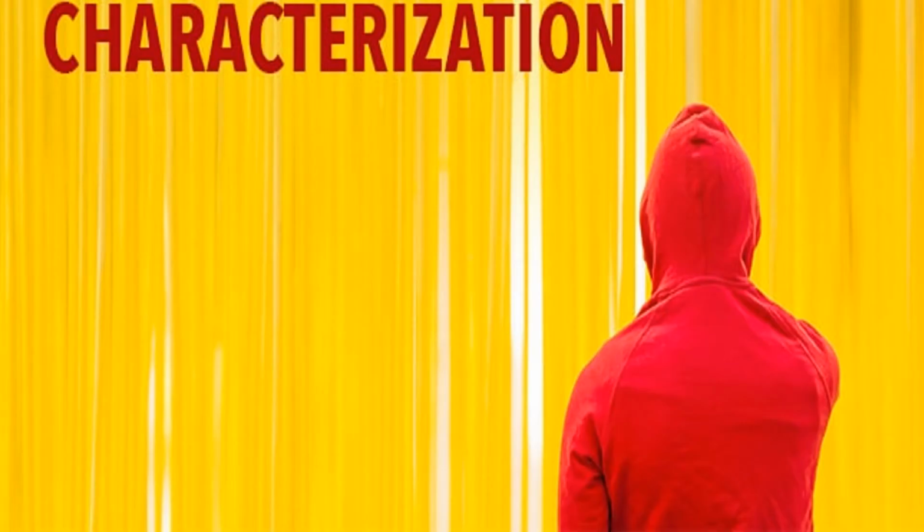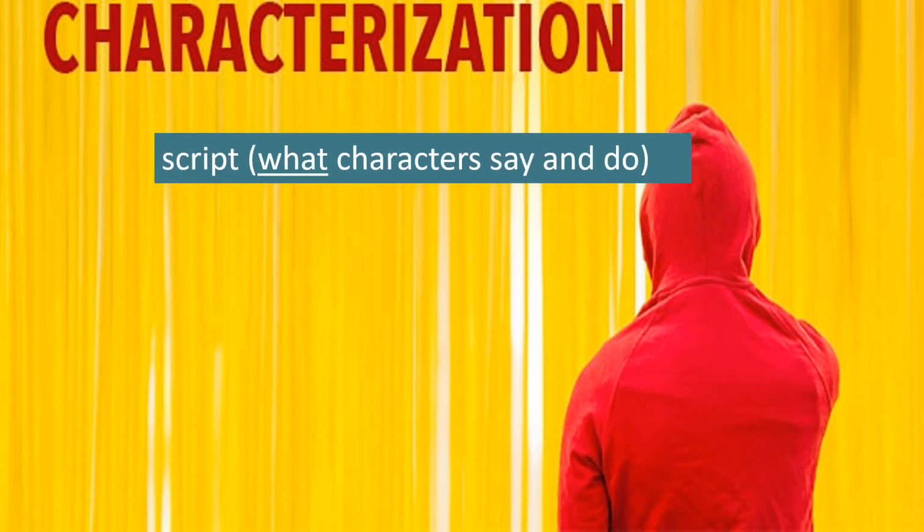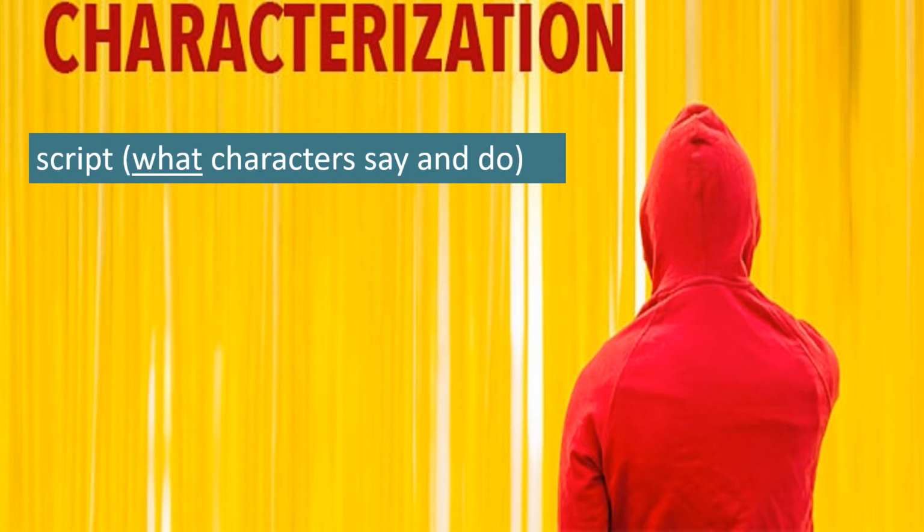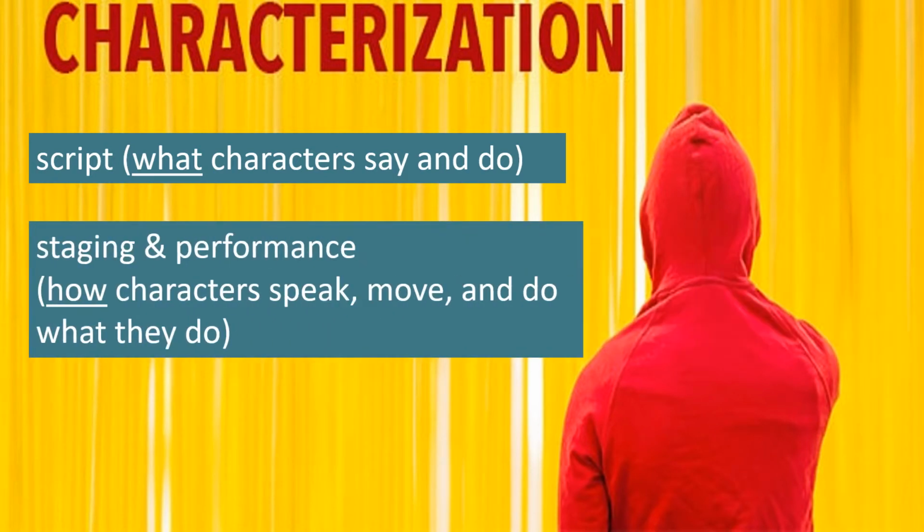When it comes to investing characters with unique, individual personalities and traits, as well as to bringing them to life on screen, characterization in movies is done primarily in three ways. The script, which is what the movie's narrative comes from, contributes to characterization by determining what characters say and do. Staging and performance contribute to characterization by determining how characters say and do those things, so how they speak, how they move, and how they do the things that it is written in the script that they do.